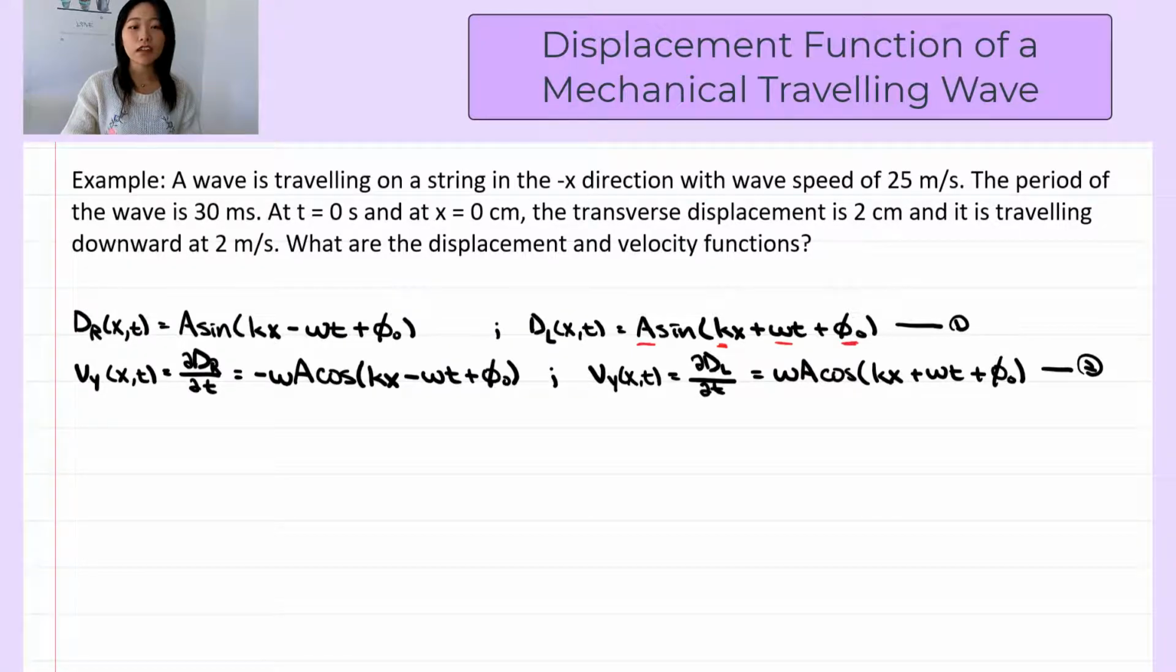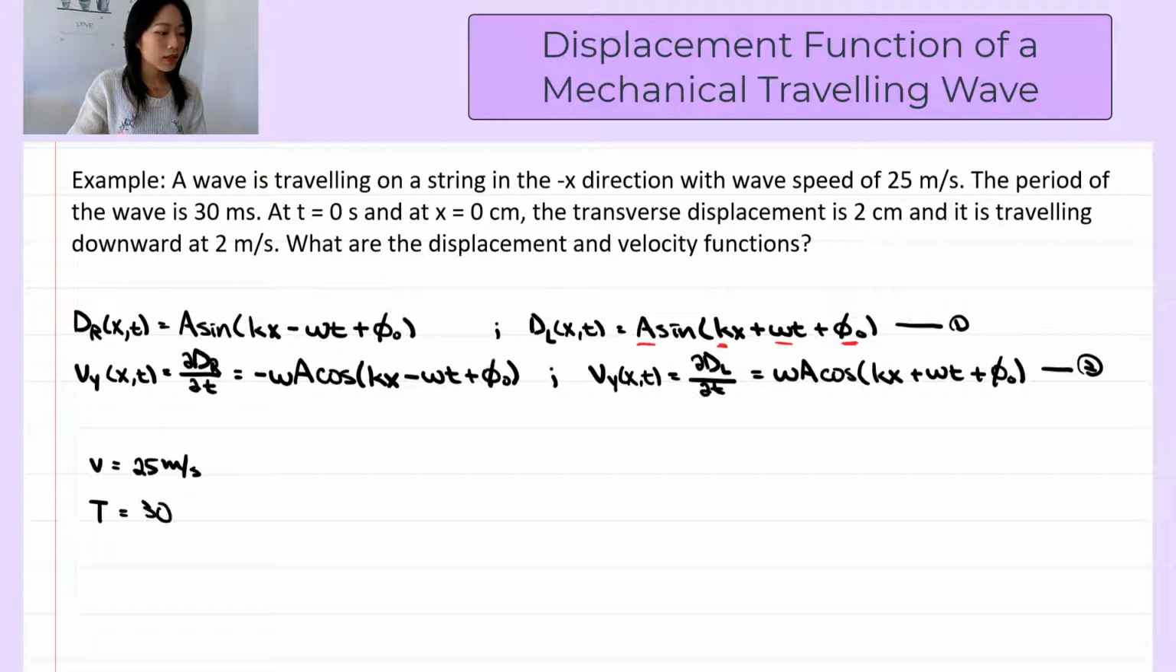Let's start with writing down the notes we have from the problem. It is given that the wave speed is 25 meters per second. And the period is 30 milliseconds, in standard unit, 0.03 seconds. The initial conditions are also given.